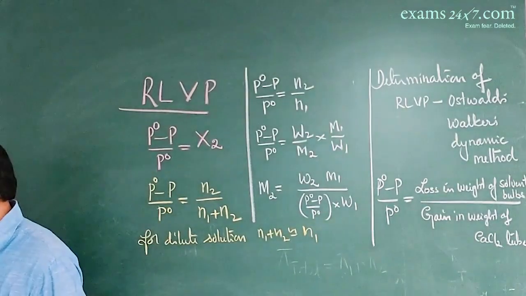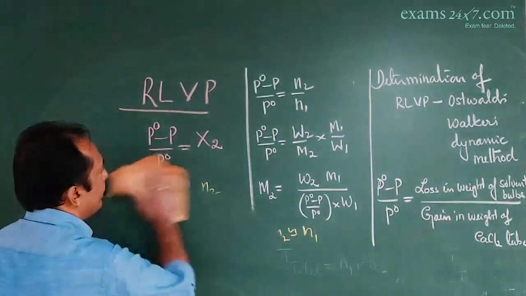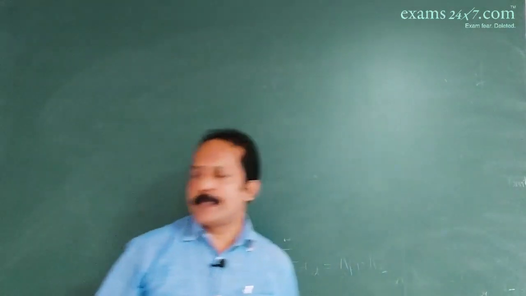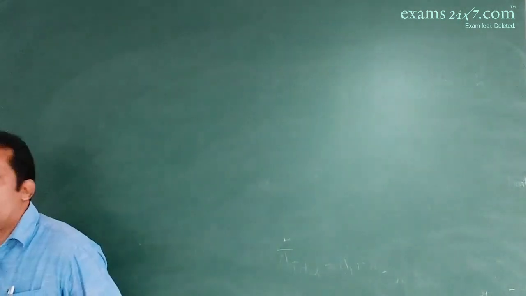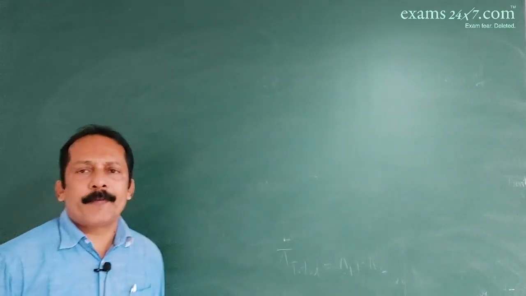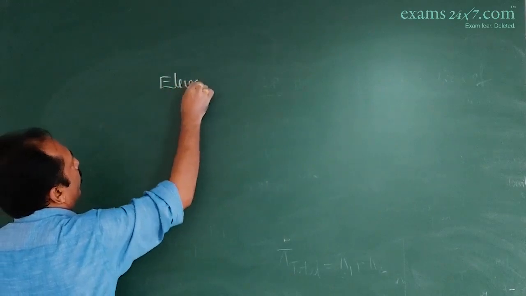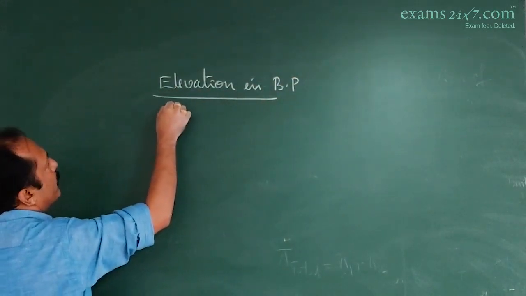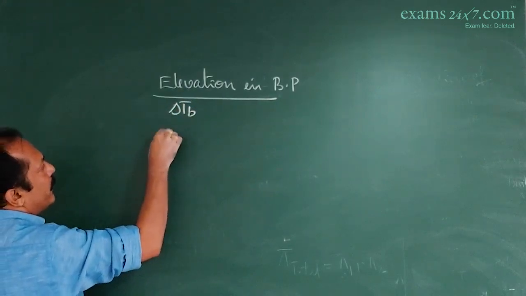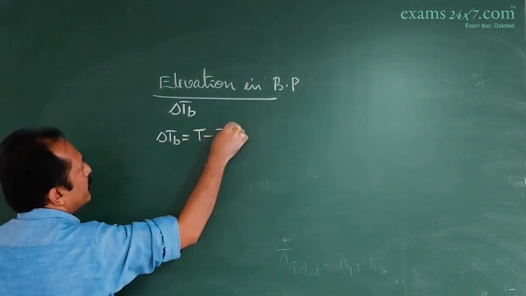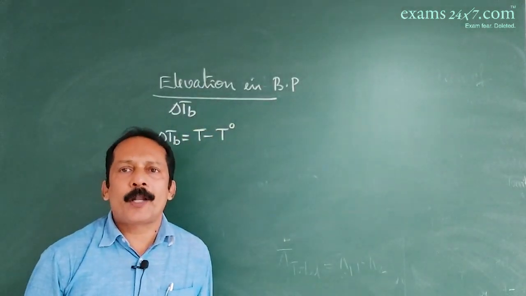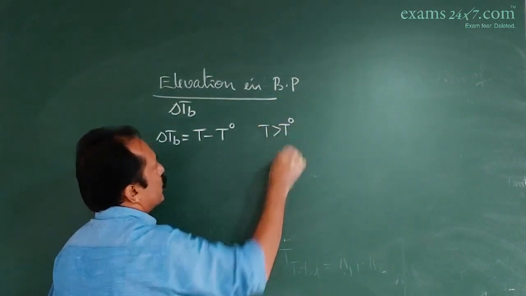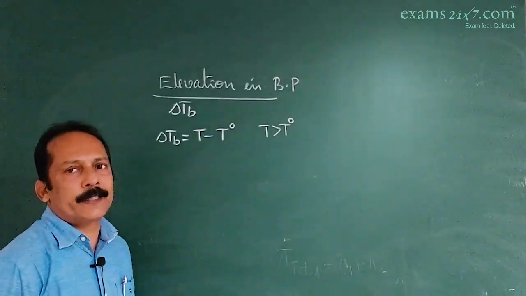The next term is about the elevation in boiling point, delta TB. What is called boiling point? The temperature at which vapor pressure becomes equal to atmospheric pressure is called the boiling point. Delta TB is equal to T minus T naught, where T is the boiling point of the solution and T naught is the boiling point of the pure solvent. So here T is greater than T naught.